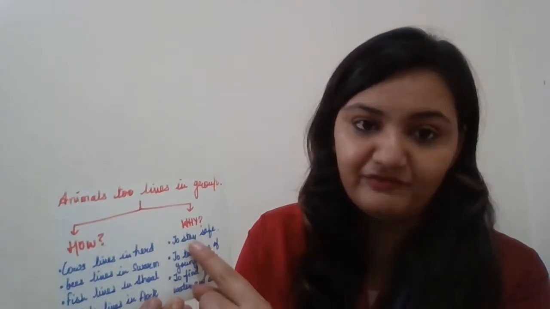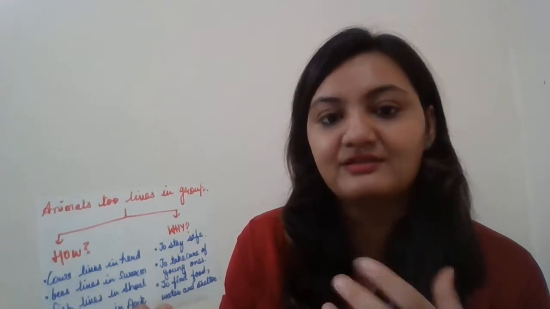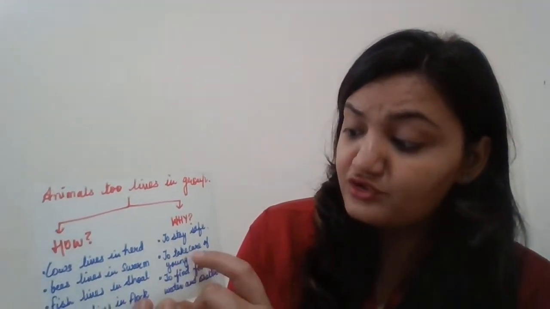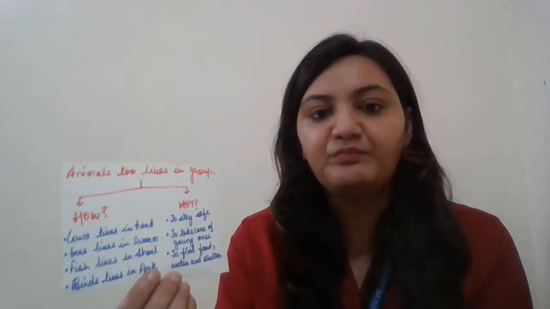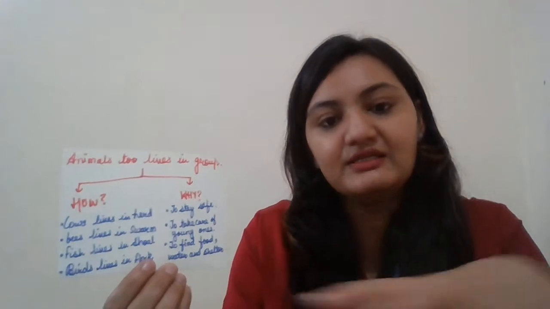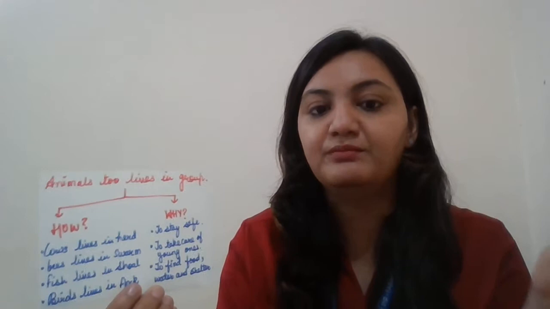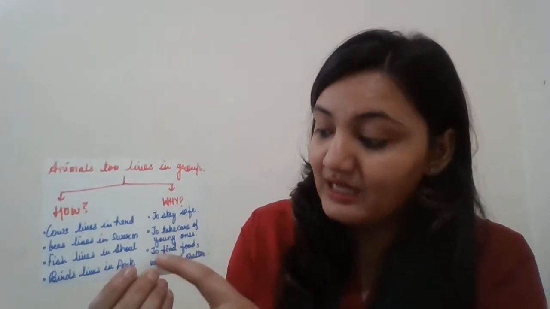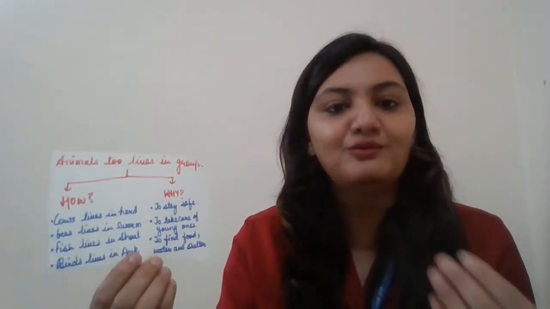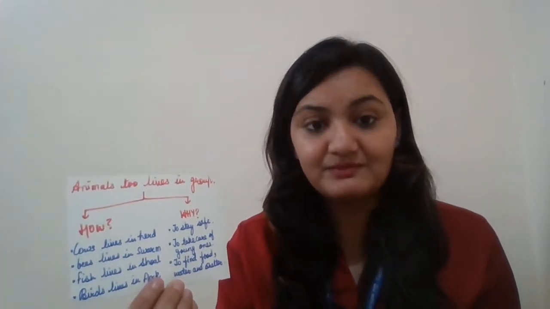Number one is to stay safe. If they're staying in a group, they feel more protected and safe. Next, to take care of their young ones. For example, in a group, if one particular female has a small baby, then all the members of the group are going to take care of that young one, right? The last but not the least, to find food, water and shelter. If one or two animals have found that place, everyone can benefit from it. Isn't it amazing? Yes, it is.